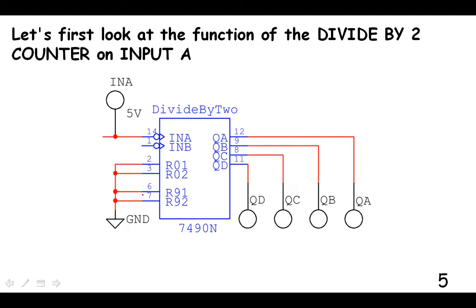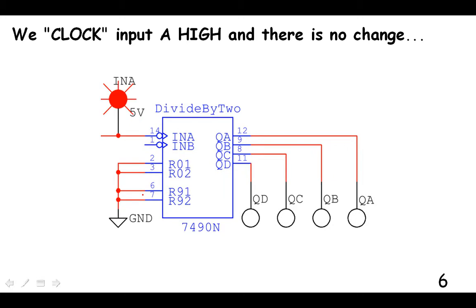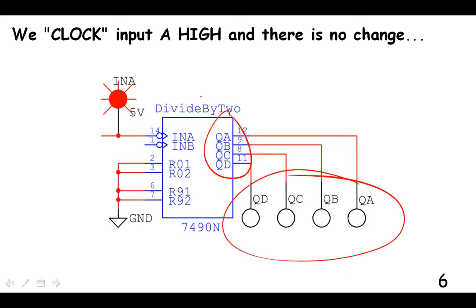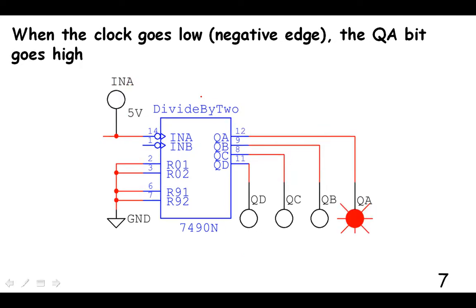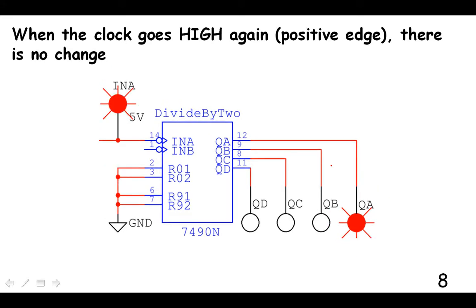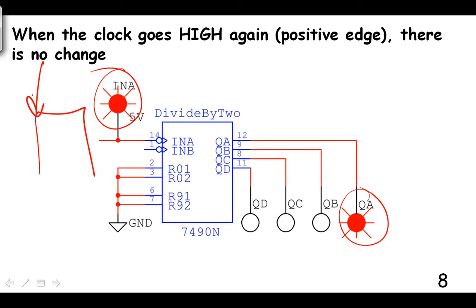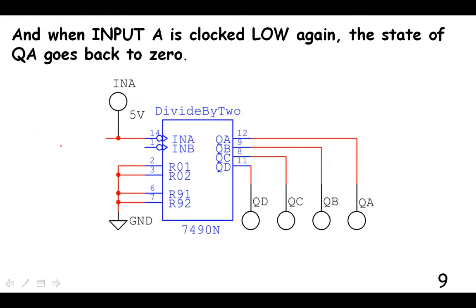Okay, let's first look at the function of the divide by 2 counter on input A. When the clock goes high, there's no change in the 4 output pins of the 7490. But when the clock goes down on the negative edge of the clock, we see that QA goes high. Then the input goes up high again, and this stays as it was. As you'll see throughout this video, there's never any change on the positive edge of the clock cycle, only on the negative edge.